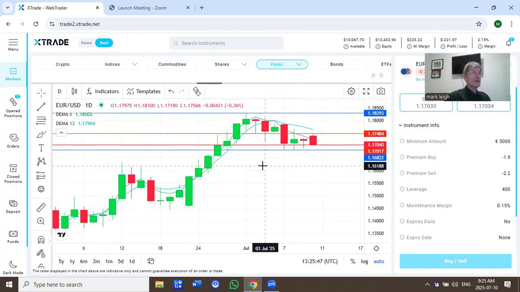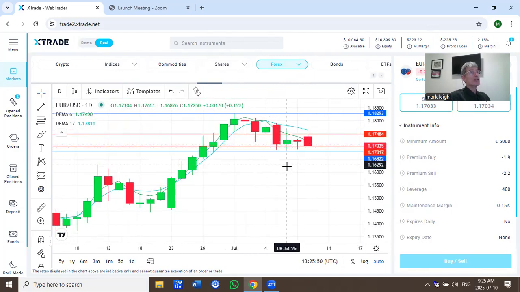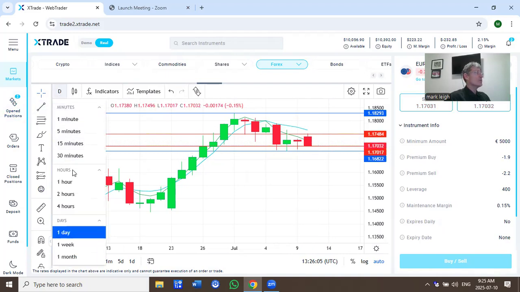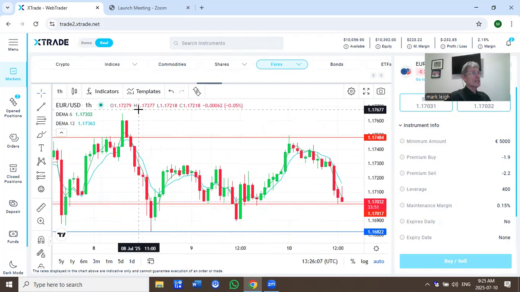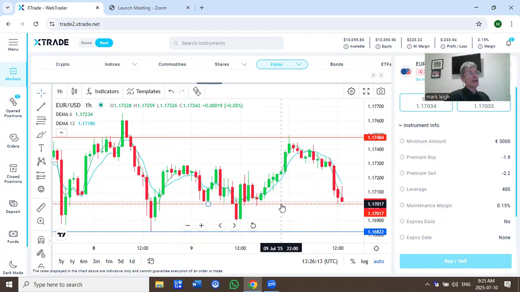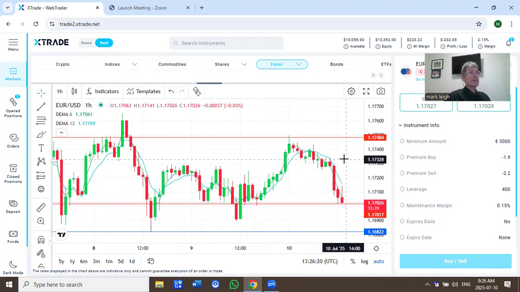US dollar strength continuing now that the US session is underway, and testing support right now at 1.1703. Resistance 1.1748, support 1.1703. That's the 1.1717 level being tested. Let's zoom in on the hourly, and there you can see selling euro, buying US, and testing the support level at 1.17. If the euro can fight back and we see a turnaround to dollar weakness, 1.1748 is the resistance on the upside.